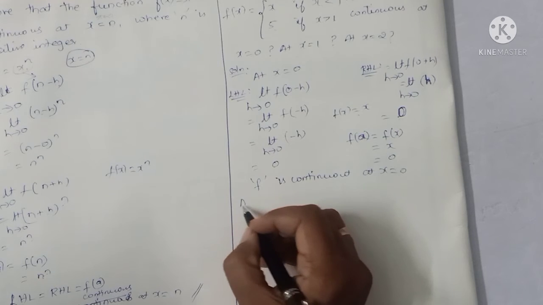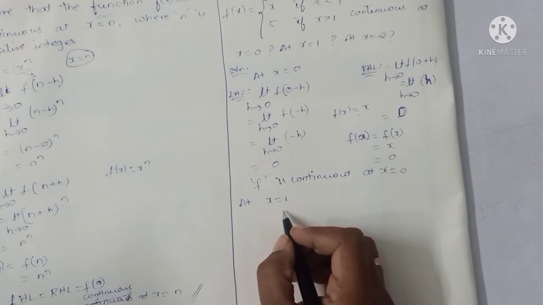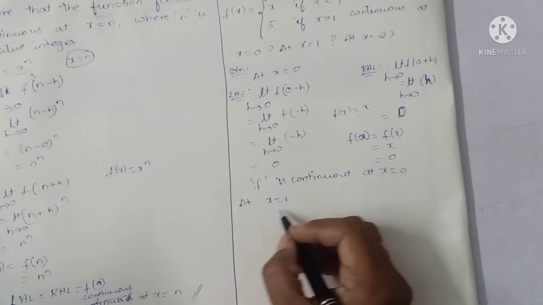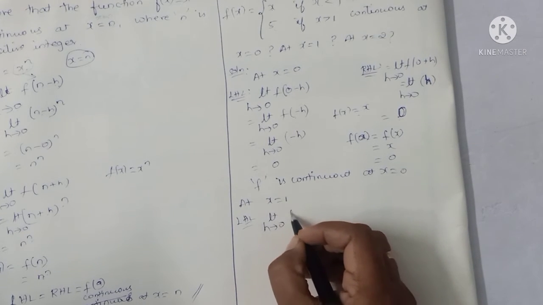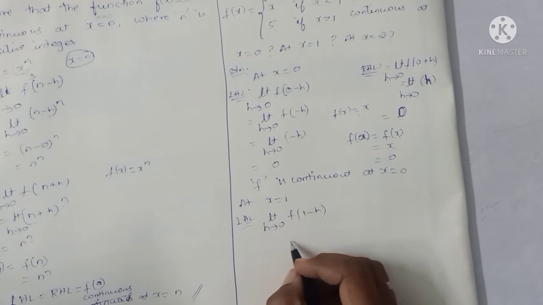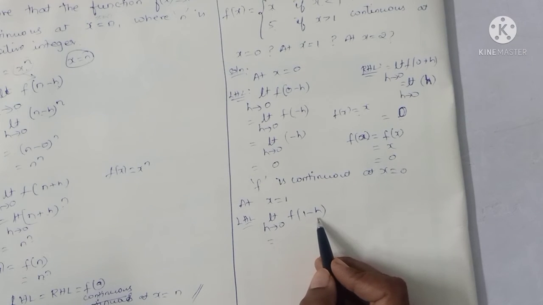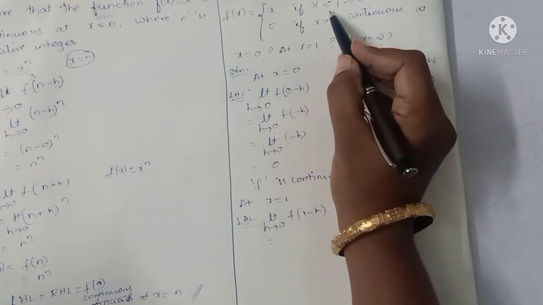Now we have to take x is equal to 1. So x oda value 1 அப்படினு எடுக்கும்போது என்ன கான்செப்ட் வரும் அப்படினு பாத்தீங்கன்னா, left hand limit h tends to 0 f of a minus h, that is 1 minus h. So f of 1 minus h in the sense that 1 is getting subtracted, okay. So 1 minus h means it will be less than 1.